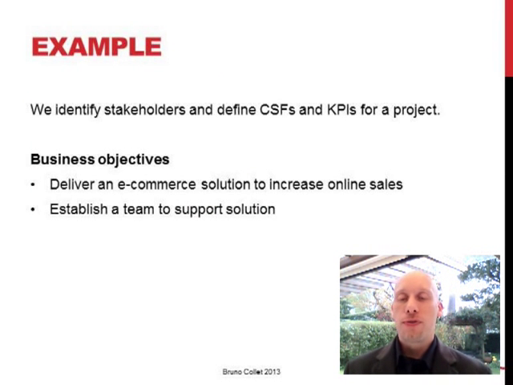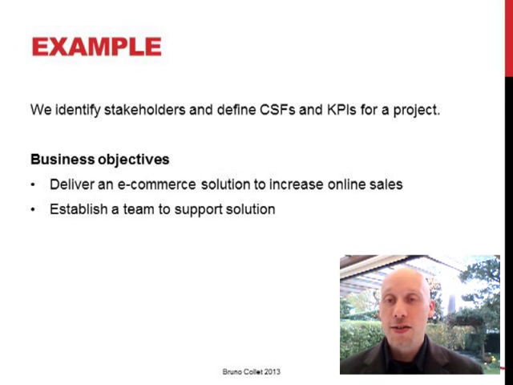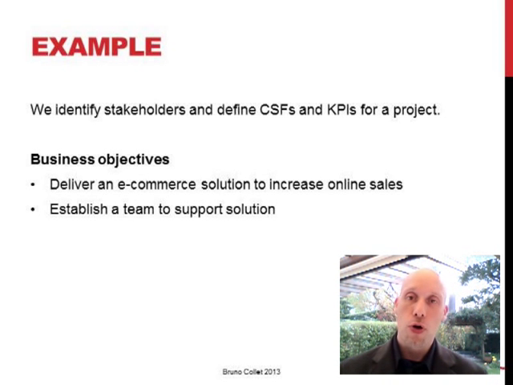Now it's time to briefly look at an example. We'll apply these few concepts to a very simple example. We'll identify the stakeholders, then establish the critical success factors and the KPIs that support them. The project is a software project, essentially, that has to deliver an electronic commerce solution to increase sales. And there is a secondary objective, which is to make sure that the team can also support and build upon the product after delivery.